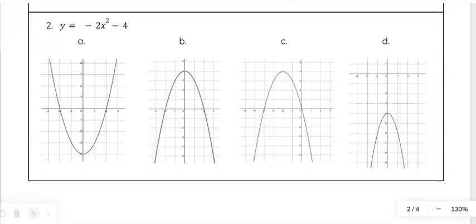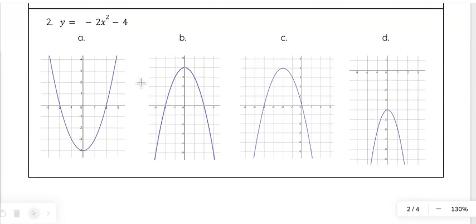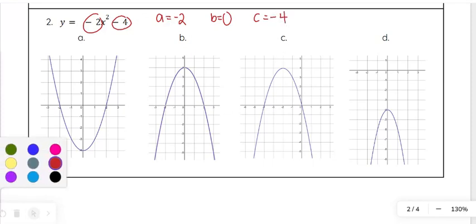Now let's do it one more time, just with a slightly different example. So again, we're going to look at this and we're going to see it's quadratic. We're going to determine what A, B, and C are. So A is negative 2 in front of the x squared. B is 0 because there is no x term on its own. And then we have the constant of negative 4. So C is the constant.